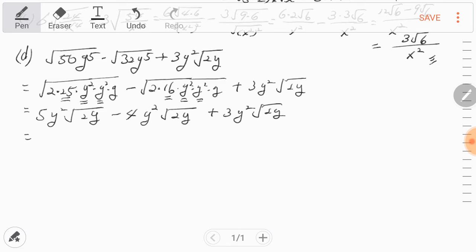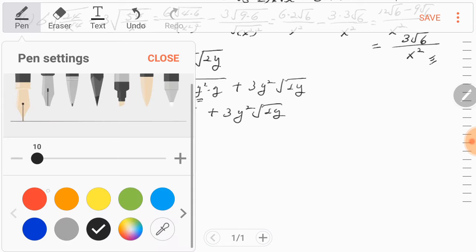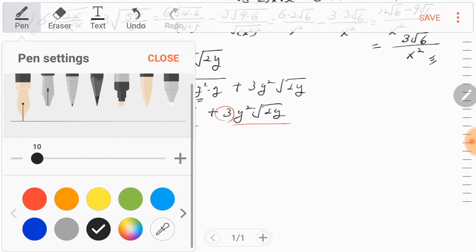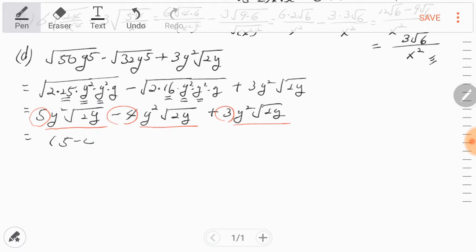So there are 3 terms, and each term has the radical expression y squared times square root of 2y. So they are all like radicals. So what we do is add up all these coefficients. So this is equal to 5 minus 4 plus 3 y squared square root of 2y. So 1 plus 3 is 4 y squared square root of 2y.